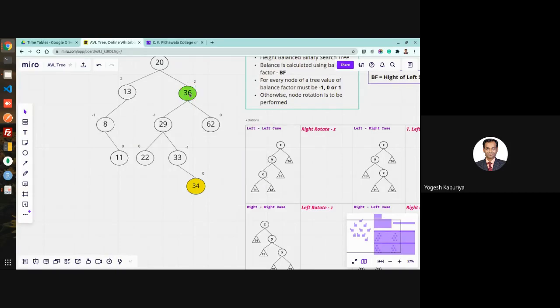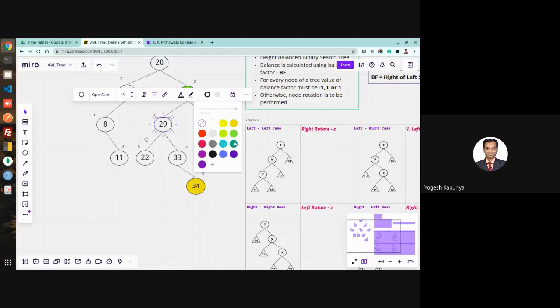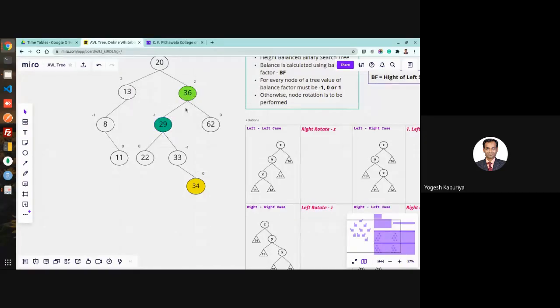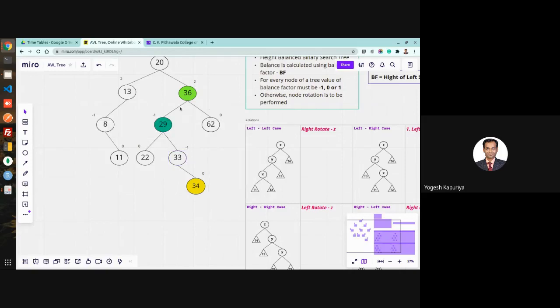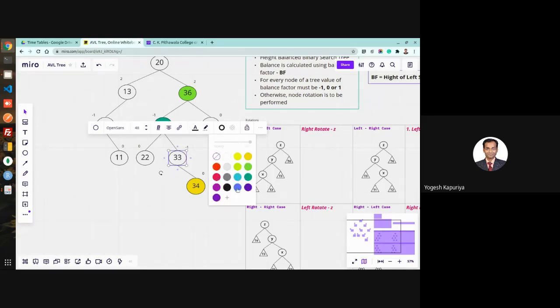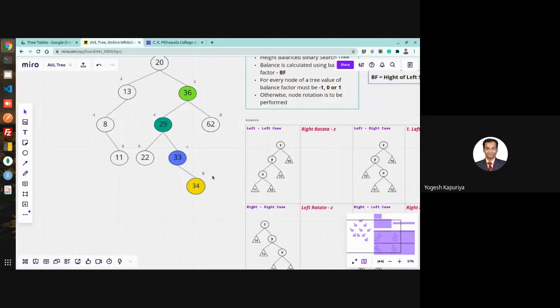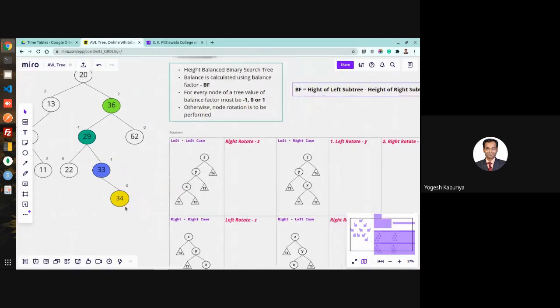Child of z, which comes in the way of the last inserted node, is my x. And the grandchild of z, which comes in that path, is this is my x, and this is my y. Sorry, again, my apology. This is y, and this is x. So this is x, right? So this is the node which is being inserted.